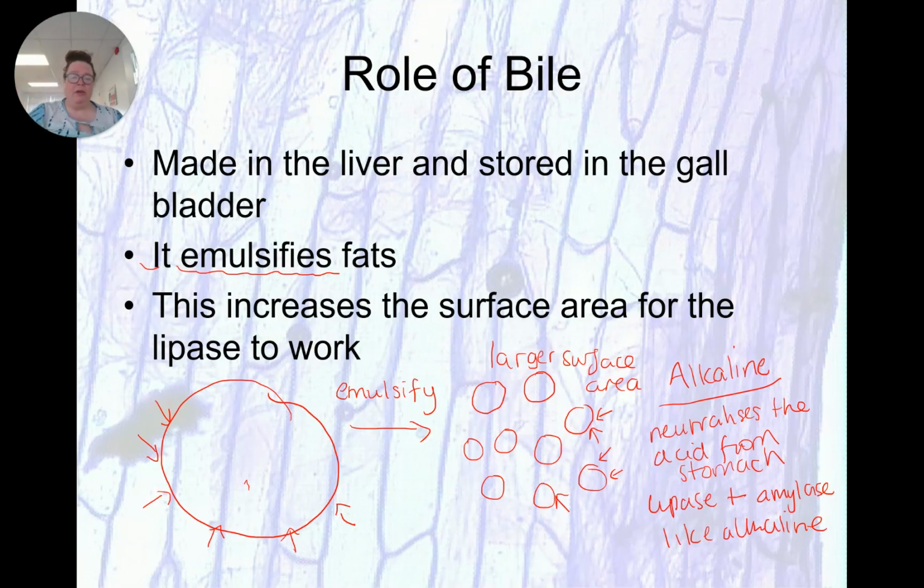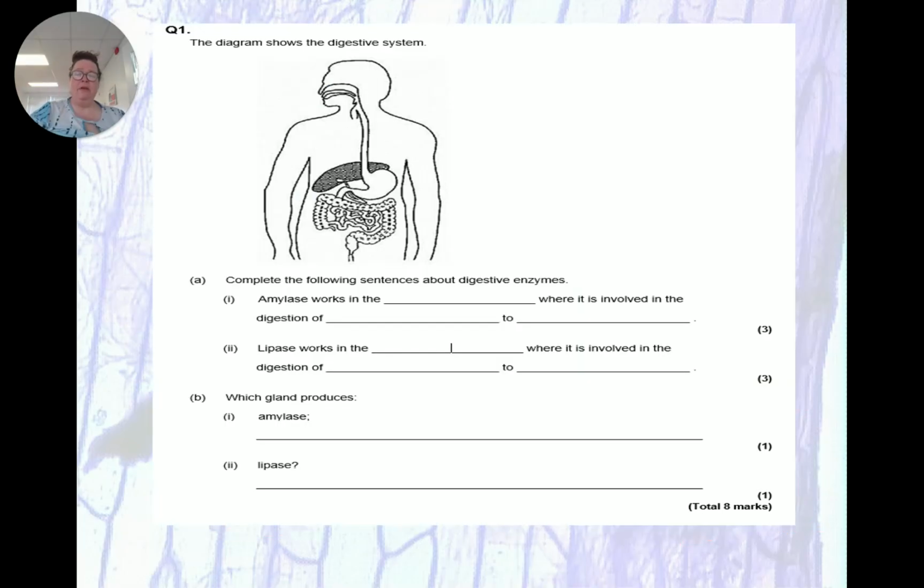Okay, so let's have a little look at the question. This is a level 4-5, okay, and there will be higher ones on the next video with the practical as well. So the diagram shows the digestive system. If you would like to pause and have a go yourself, please do. Okay, but let's get into it. So complete the following sentences about digestive enzymes. Amylase works in the somewhere where it is involved in the digestion of something to something.